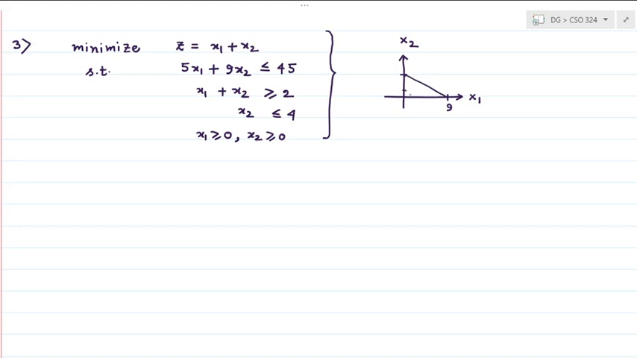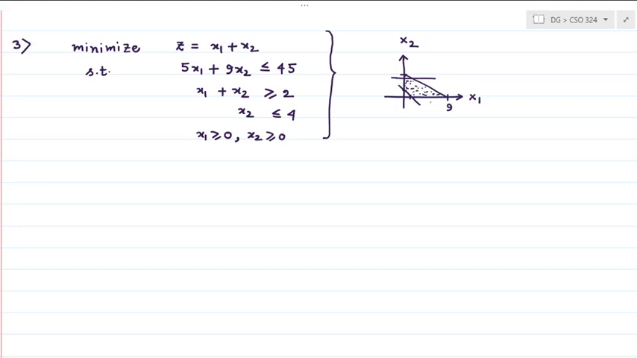That is your 2 unit, here is your 2 unit, and this is the line. x2 is less than or equal to 4, so here is 4 unit, x2 is less than or equal to 4, so x2 is here. So this will be your feasible region, you all can check.